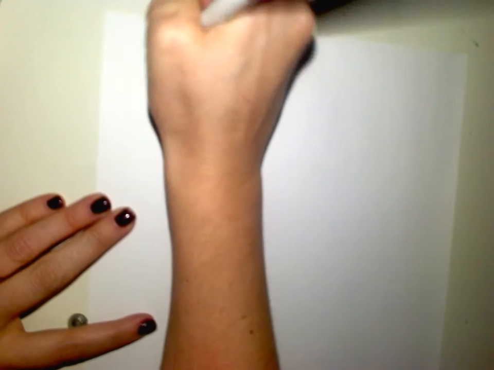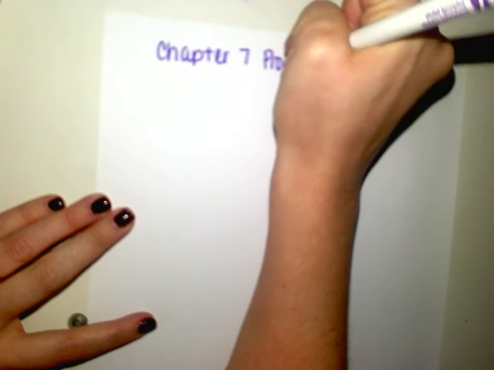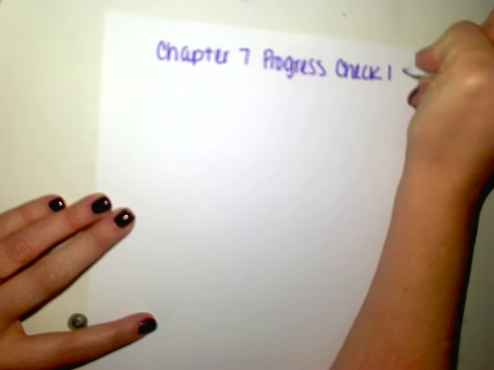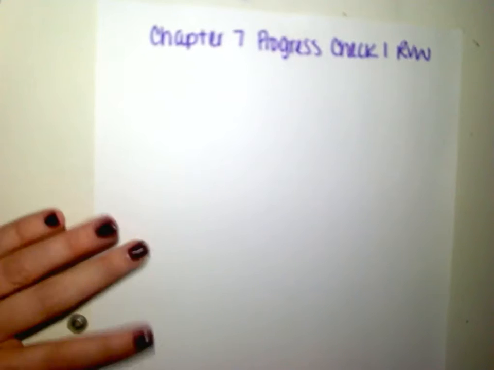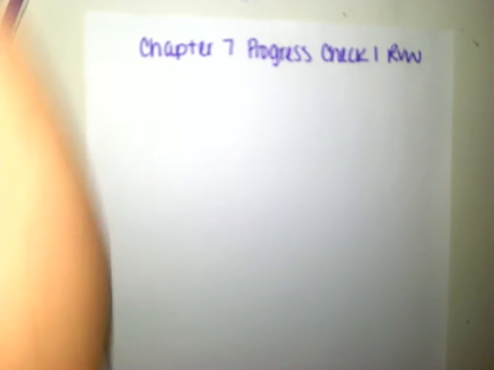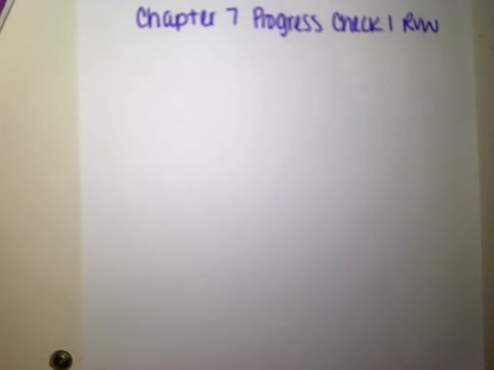Okay. Here we go. This is our Chapter 7 Progress Check 1 review. All right, so far we have done 4 lessons, and we've talked about order of operations and reading numerical expressions and writing them out, like, the words are. So we're going to do a few problems like that.